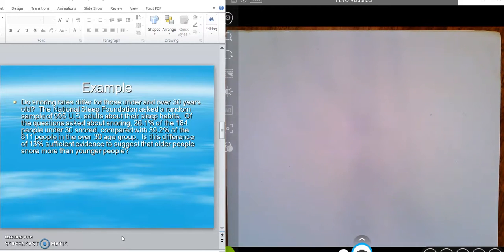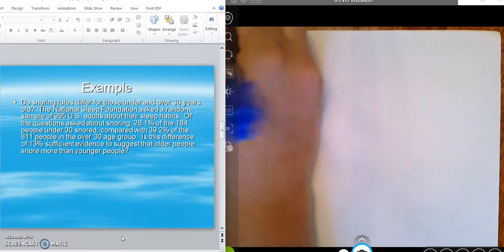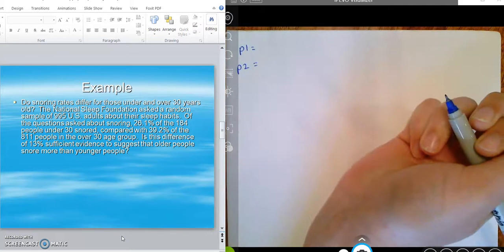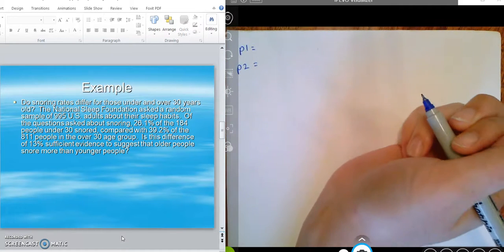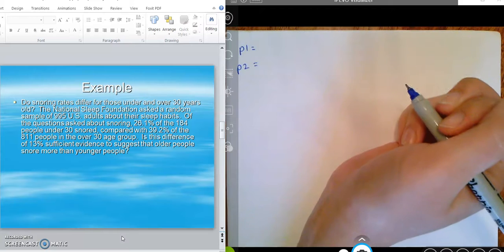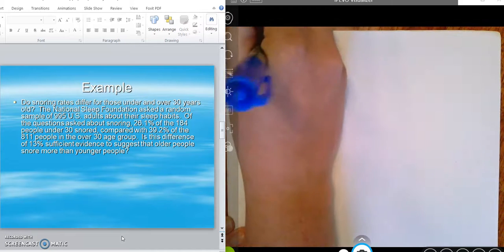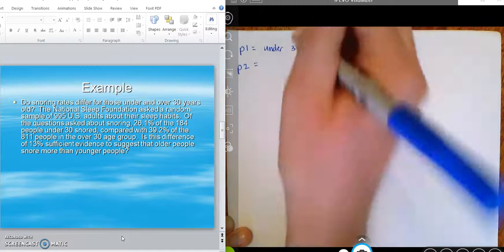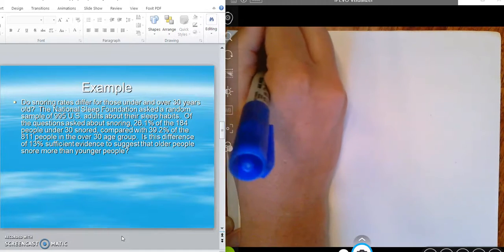So just a heads up, guys, they're going to be using the word typically, significant evidence, and that's how you know you're doing one of these p-value or confidence interval problems. So the very first thing we have to do in a situation like this is state which group is which. If you forget to do this, you will not get full credit, okay? Your work is meaningless if they don't know which one's which. So we're going to call P1 our under 30 years old. And we're going to call P2 over 30 years old.